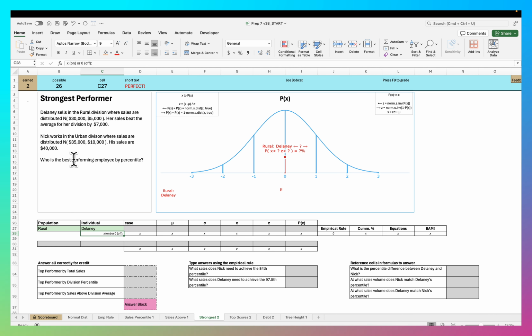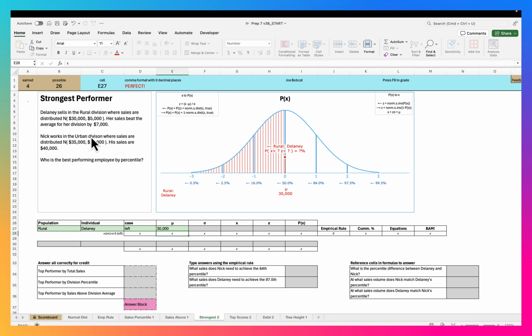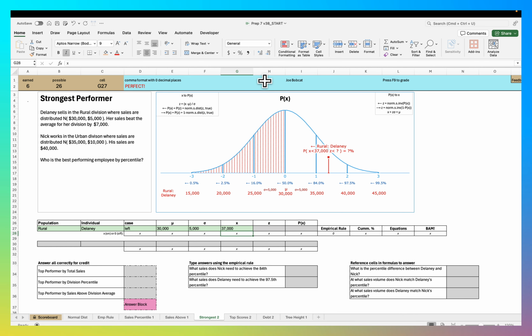It says, who's the best performing employee by percentile? Percentile means looking left. All right, so for Delaney, it's normally distributed with a mean of 30,000, standard deviation of 5,000, and she beats her division by 7,000, so she's at 37,000. Okay, so Delaney's out here at 37,000.